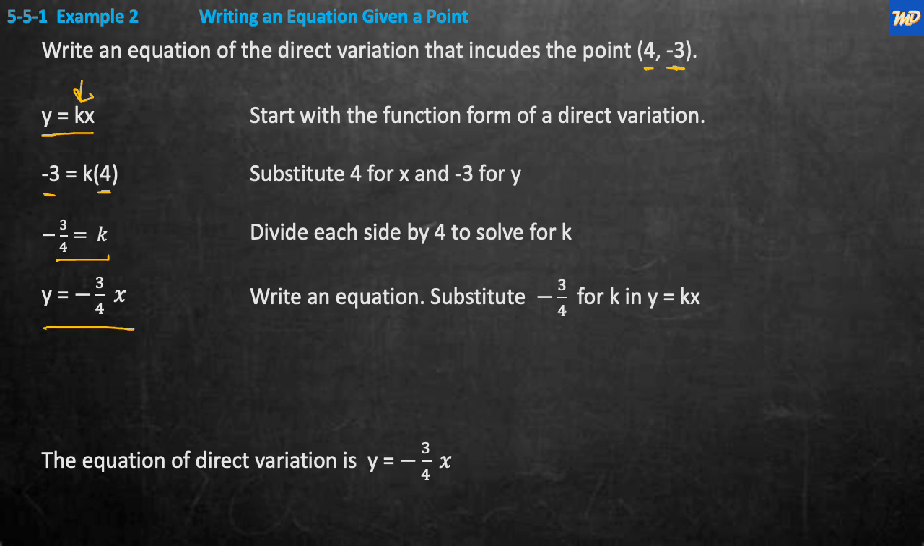Y is equal to negative 3/4. Here's k is equal to negative 3/4. So y is equal to negative 3/4 times x. Okay, so the equation of the direct variation is y is negative 3/4 times x.